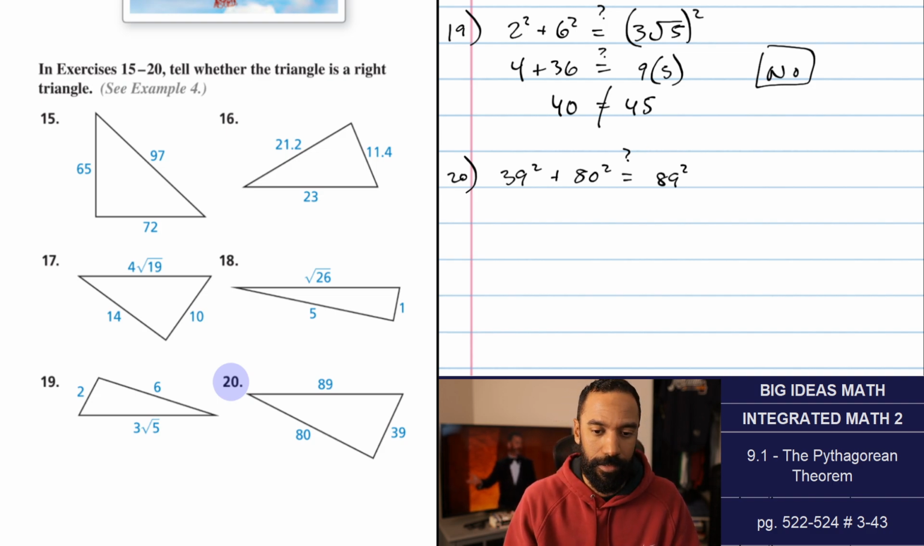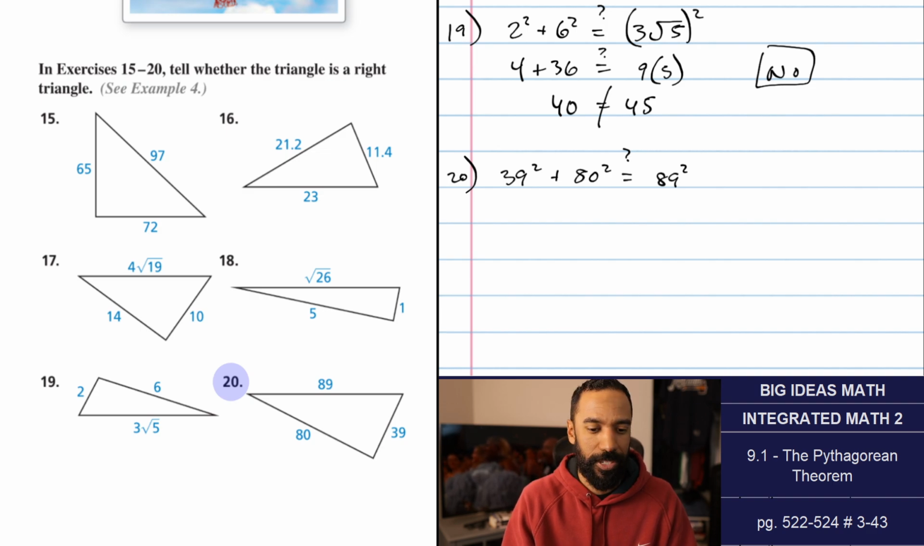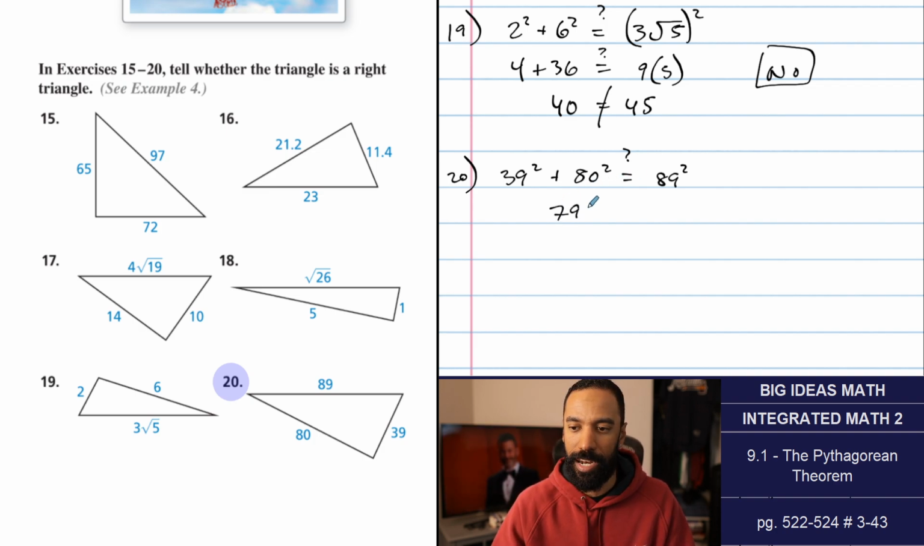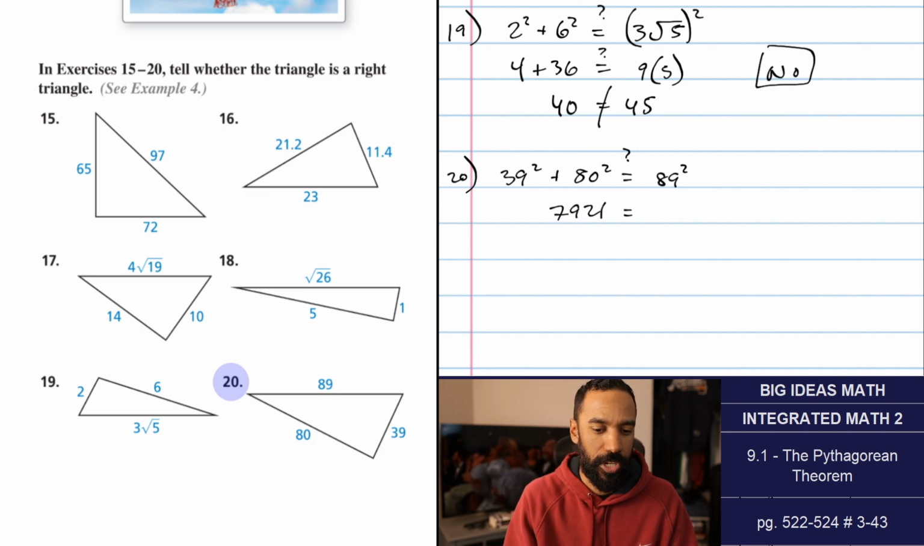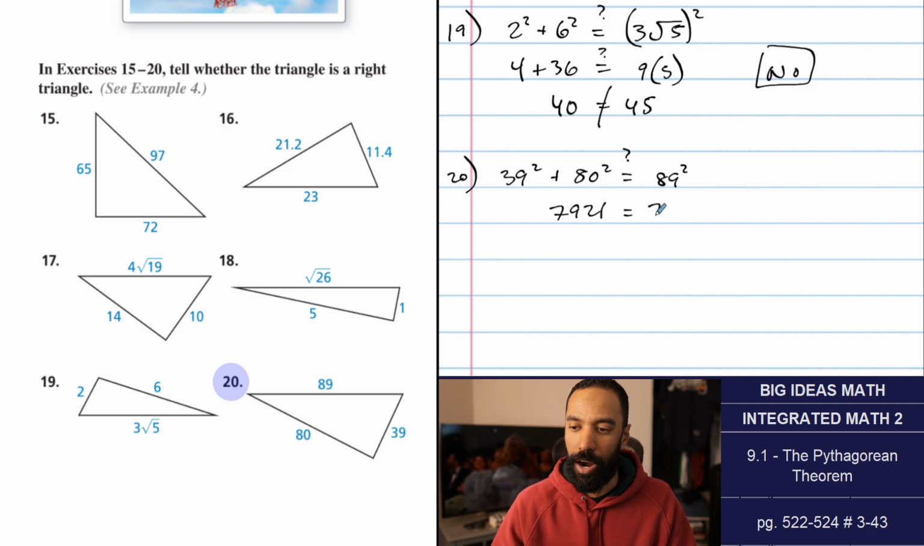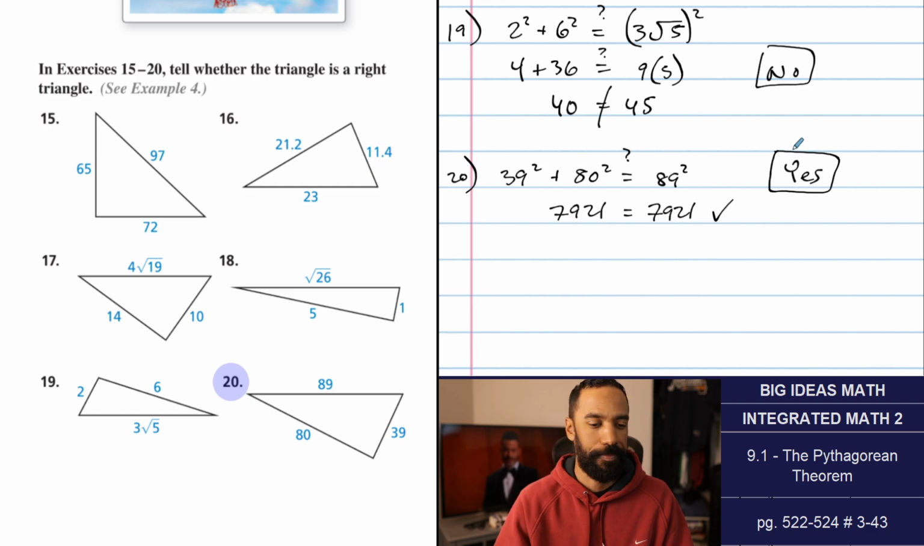39 squared, it's probably something I could come up with, but I'm busy. 1521 plus 80 squared, that's 6,400. And we get 7921. 7921 for those together. Let's check 89 squared. 7921. So they are the same. A Pythagorean triple. Yes, they are. Okay.